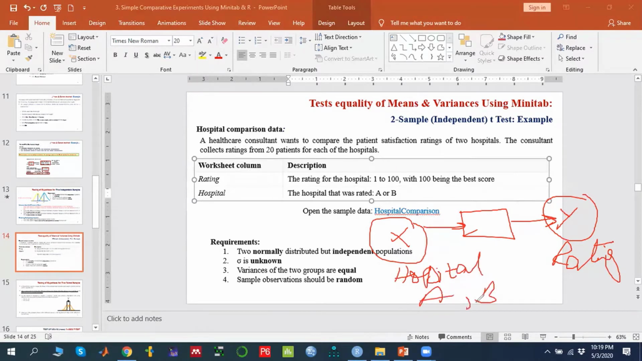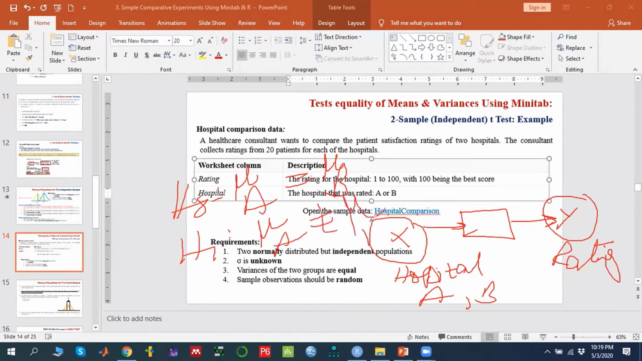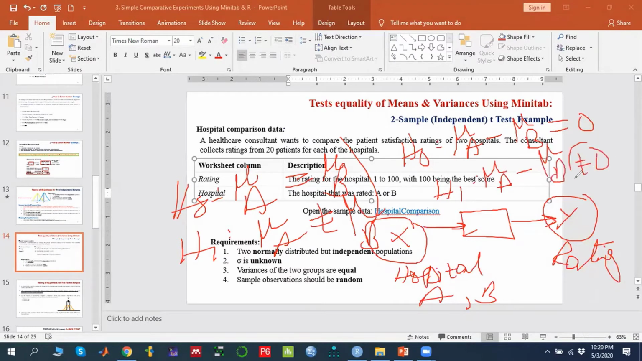So right now we want to compare whether the mean of hospital A is equal to the mean of hospital B, or the alternative, that the mean of hospital A is not equal to the mean of hospital B. This can also be written as H naught: mu A minus mu B equals 0, meaning the difference between the two hospital ratings is 0, and the alternative is that the difference is not equal to 0. This is the two-tail test.